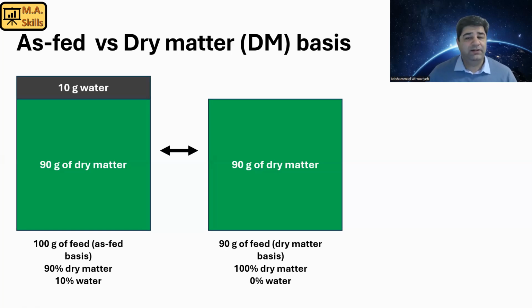So here is the deal. As fed percentage can be misleading because they include the water content in the food. And water, as you know, takes up a lot of space without adding any nutrients like proteins or amino acids to the feed. But dry matter basis, on the other hand, tells us what is actually in the food when you take the water out. That's what we care about.